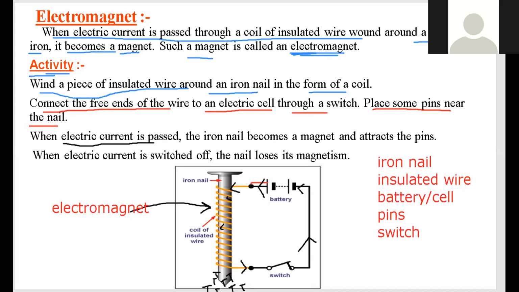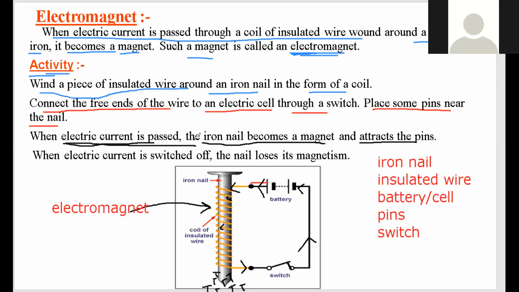Okay, understood? So if the pins are attracted by the nail, it proves that the iron nail has become a magnet. And why is it behaving like a magnet? When electric current is passing through it, right?